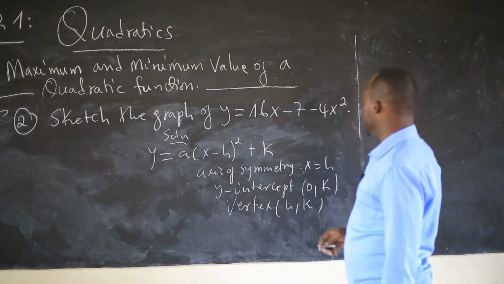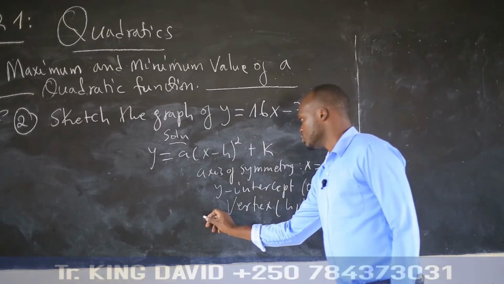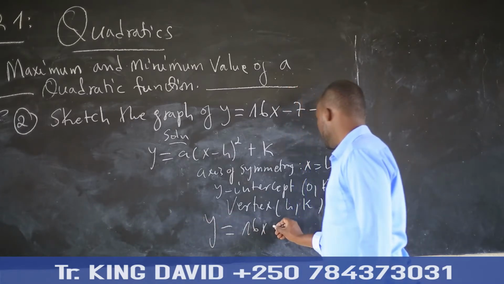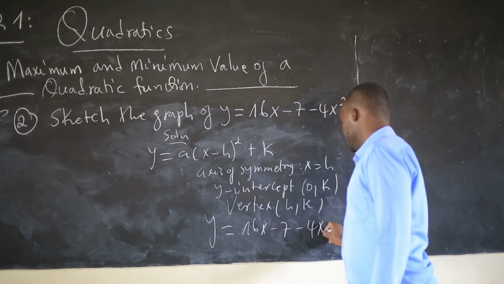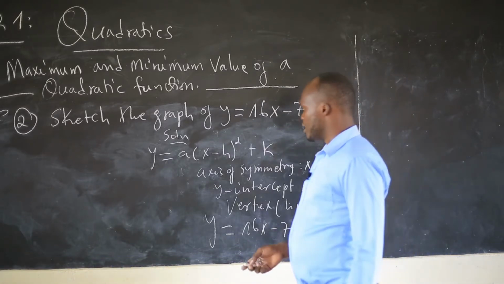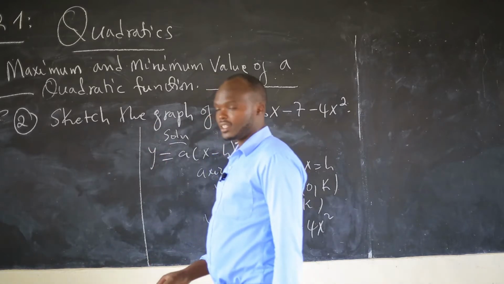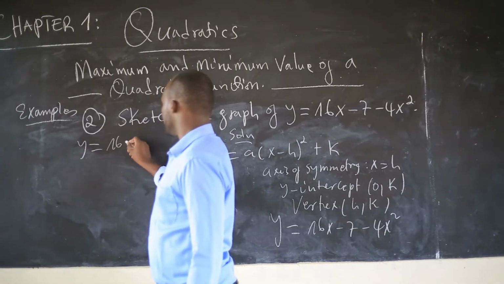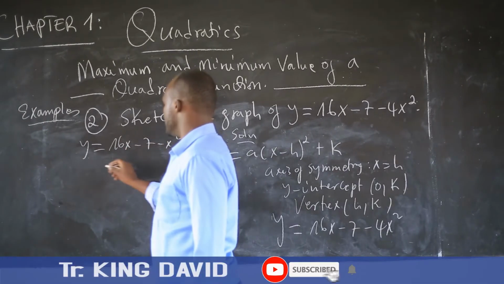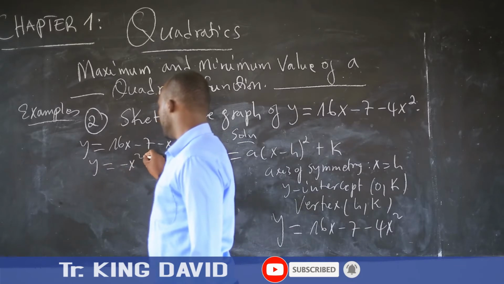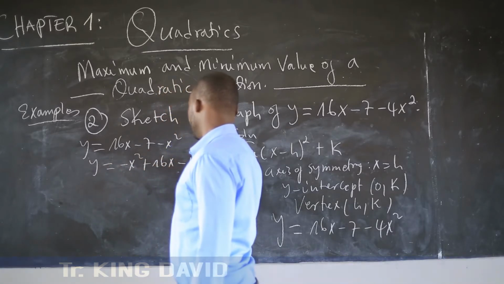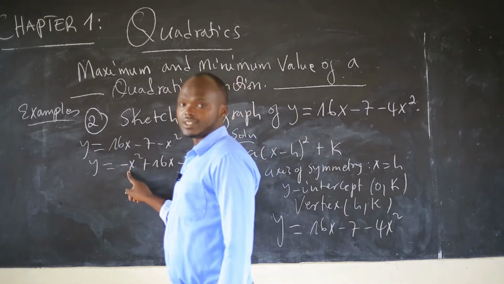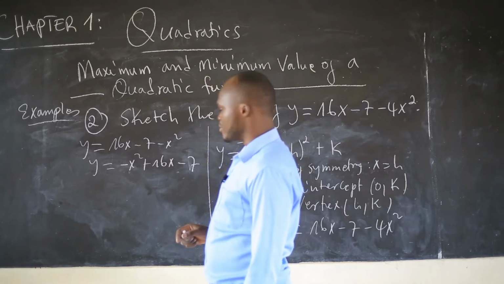Okay, now let us proceed. We have y equal to 16x minus 7 minus 4x squared. We can complete the square, or we can use the normal way. This is the same as y equal to negative 4x squared plus 16x minus 7. Since our coefficient of x squared is negative, we'll get a maximum point.